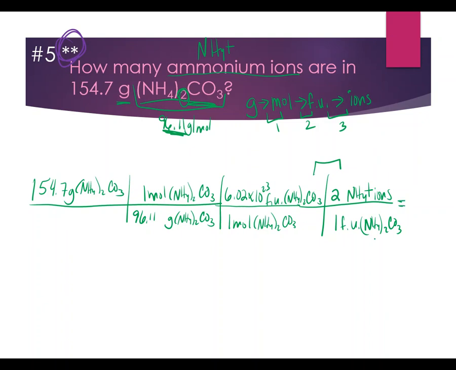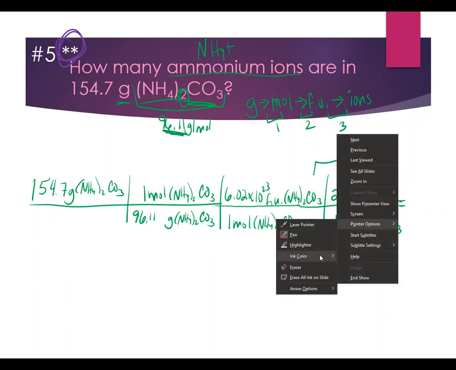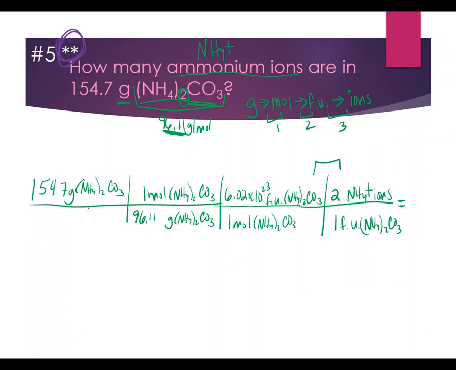Now all we have to do is multiply and divide and cancel. I'm going to go ahead and cancel everything. So grams cancel with grams, moles cancel with moles, formula units cancel with formula units, and now we're left with our ions. So we multiply this on the top. Don't forget to use your exponent key, which is the second comma. And then, of course, divide on the bottom by the 96.11.